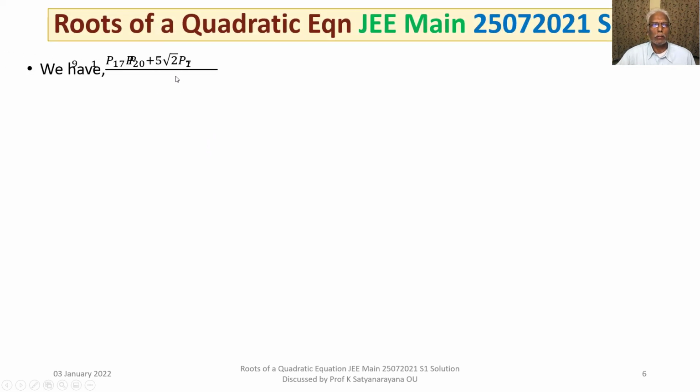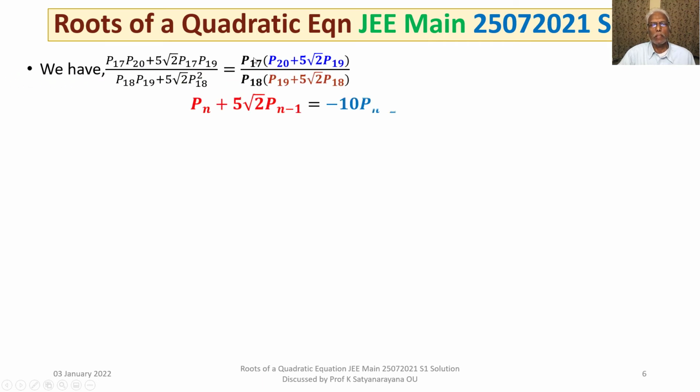We have so far the quotient. P17 is taken common in the numerator and P18 is taken common in the denominator, and we got this equation: Pn plus 5 root 2 Pn minus 1 is equal to minus 10 times Pn minus 2 for all n belongs to N.